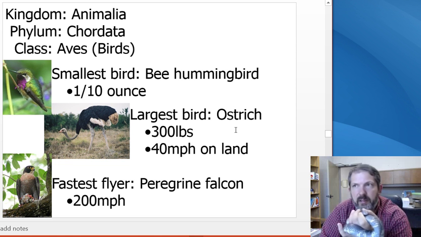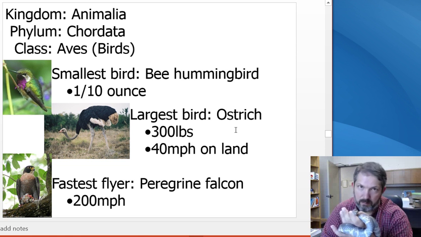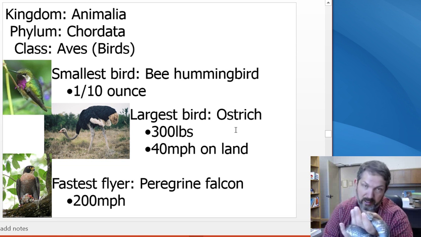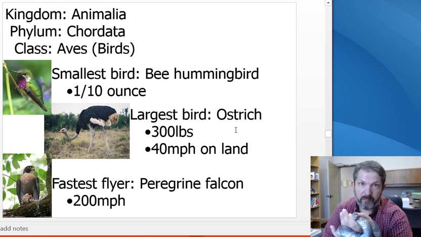They're endothermic, meaning they maintain their internal body temperature, so it requires a lot of food. A bird has to eat a lot compared to its body weight because it wants to keep warm, because it's flying, which takes a lot of energy, and because it's pretty small. They also have feathers, which is a big deal.